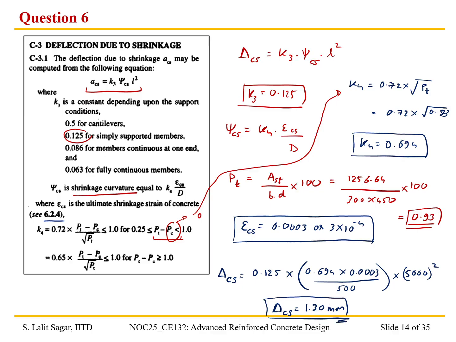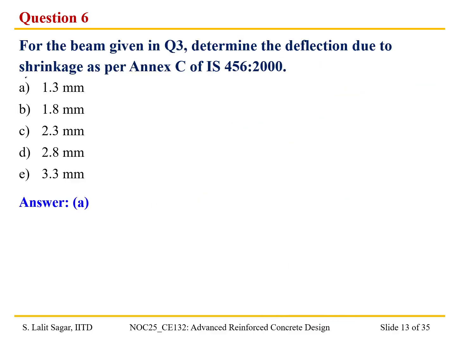Okay, so this is the final answer. So option A is the correct response. Now we have determined the deflection due to shrinkage. Let me remind you that this is part of the long-term deflection.